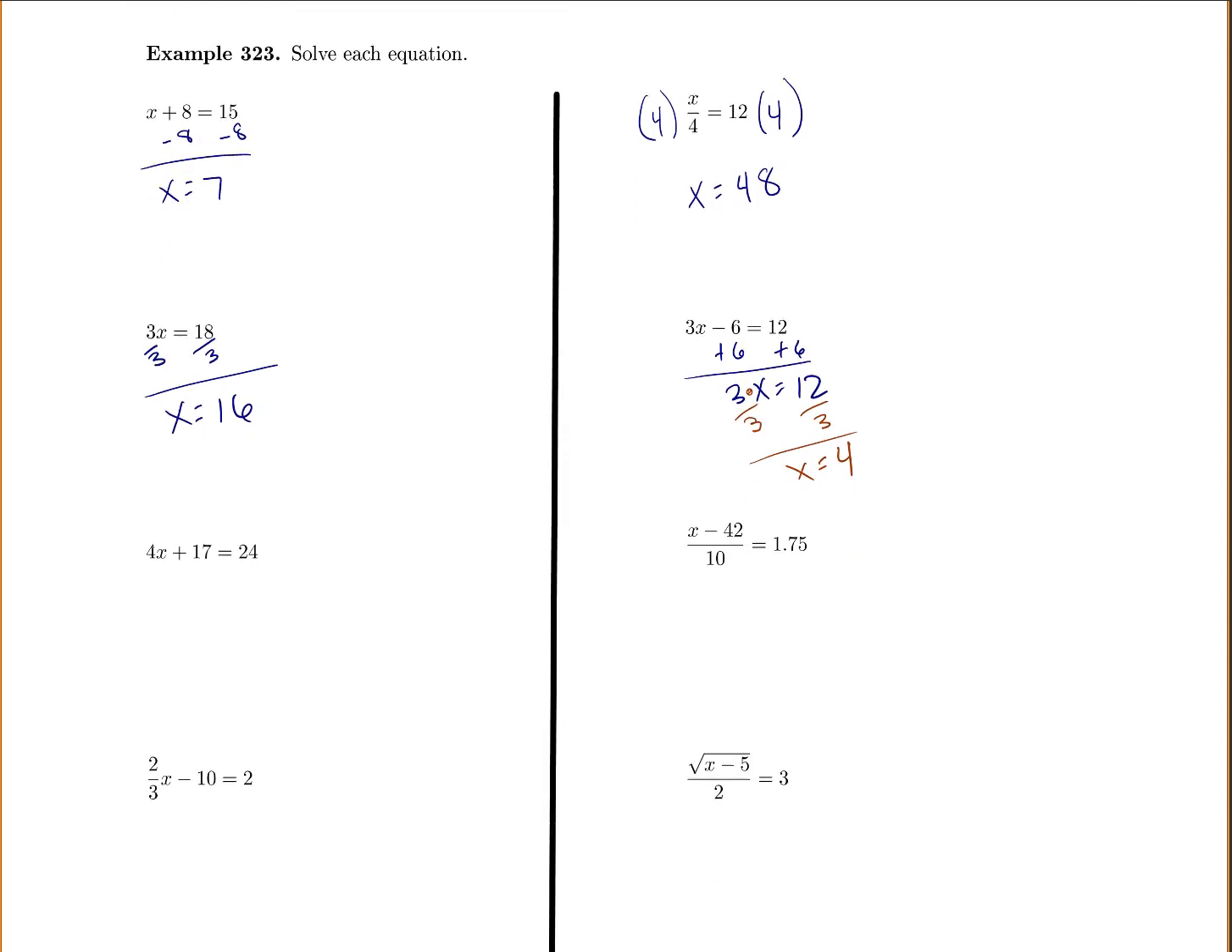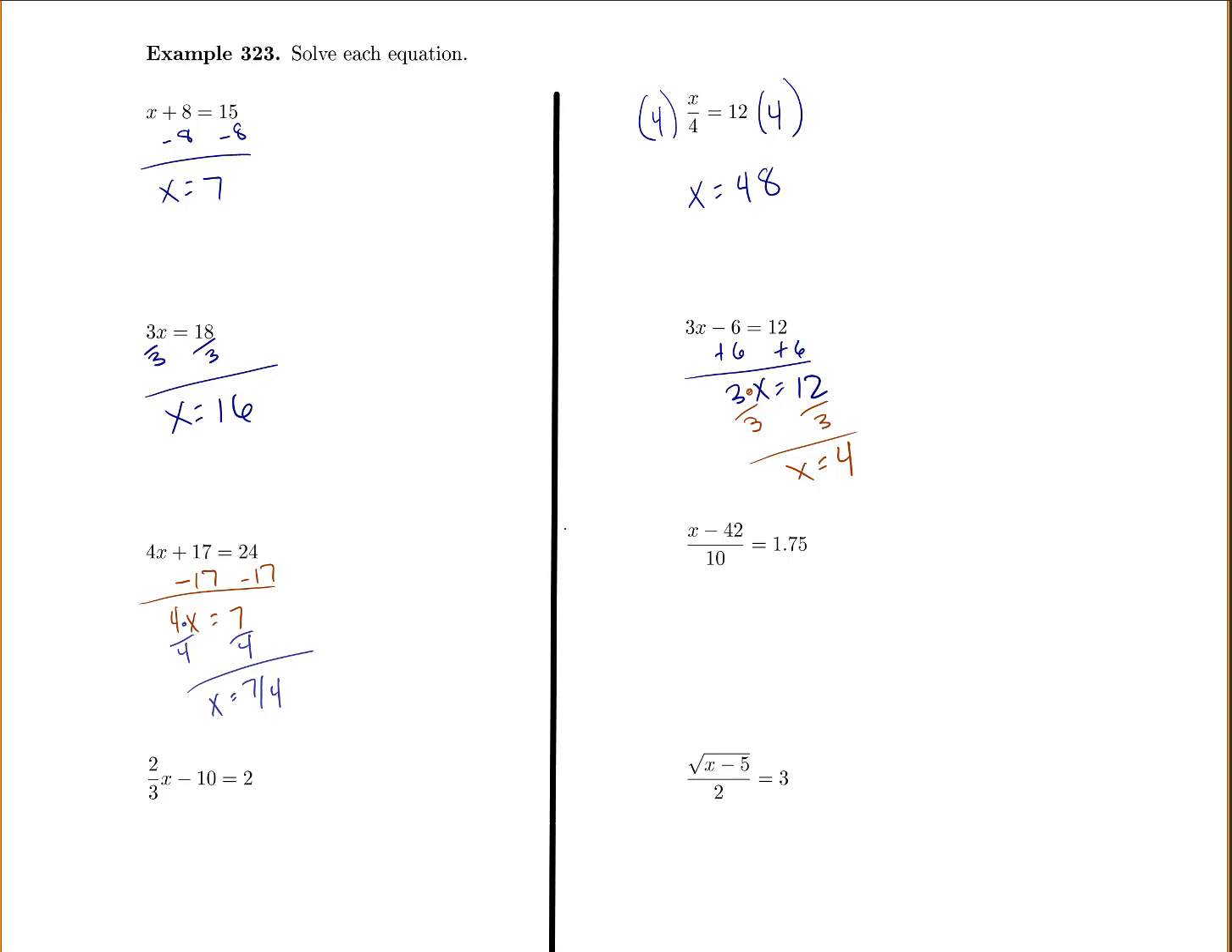Coming back over here to 4x plus 17 equals 24, well, we want to get rid of the plus 17 first, so we minus 17, we get 4x equals 7. So this is 4 times x, so I would need to divide both sides by 4, and I get x equals 7 over 4.